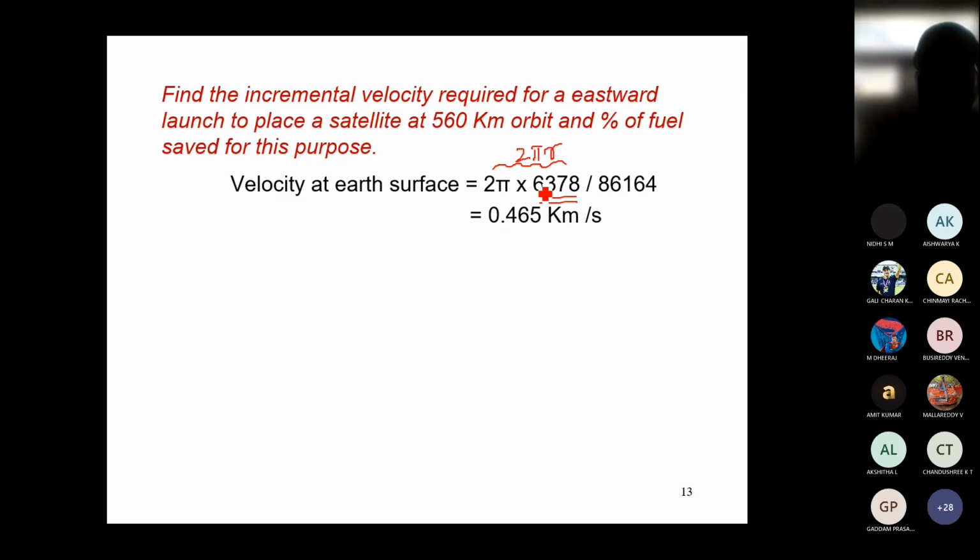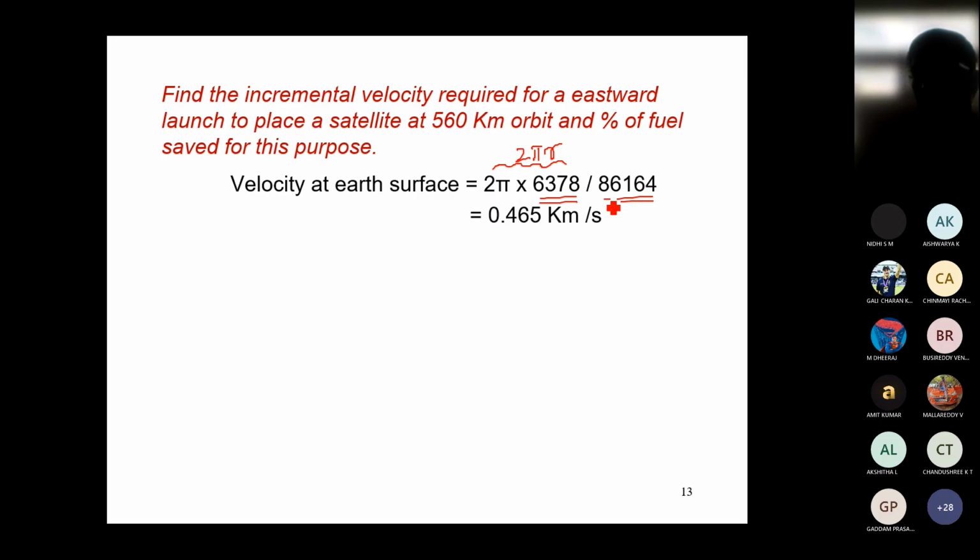So this represents 2 pi into r, the circumference of the Earth, divided by the time taken by the Earth to complete a 360-degree rotation. This is called one sidereal day. We discussed two kinds of day. One is called the solar day, another is the sidereal day. So the solar day represents 24 hours, but the sidereal day is not 24 hours, it is 23 hours, 56 minutes, 4 seconds.